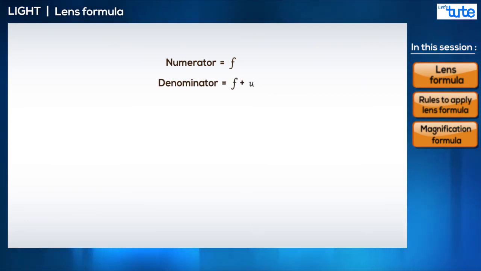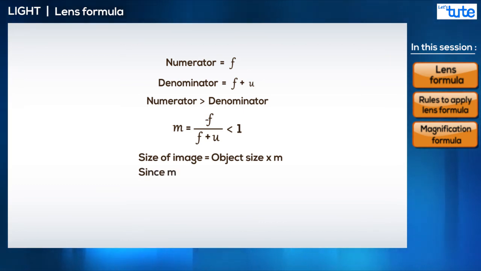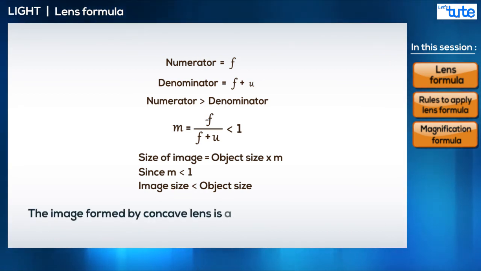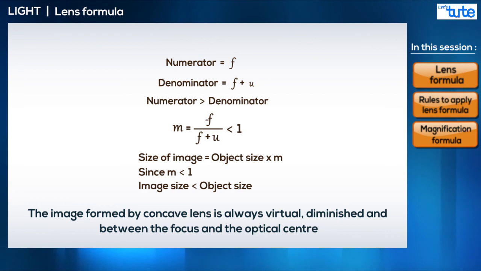Now again, the numerator is just the focal length, while the denominator is the addition of the object distance and the focal length. Thus, the denominator is greater than the numerator. This means the fraction as a whole is less than 1. What does this mean? Well, to find out the real size of the image, we multiply the object size by magnification. Since the magnification is less than 1, the image size will be less than the object size, and thus the image will always be diminished. Well, we finally proved it. The image formed by concave lens is always virtual, diminished, and between the focus and the optical center.